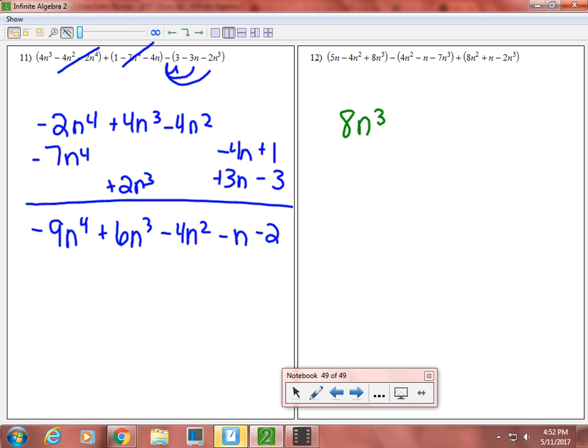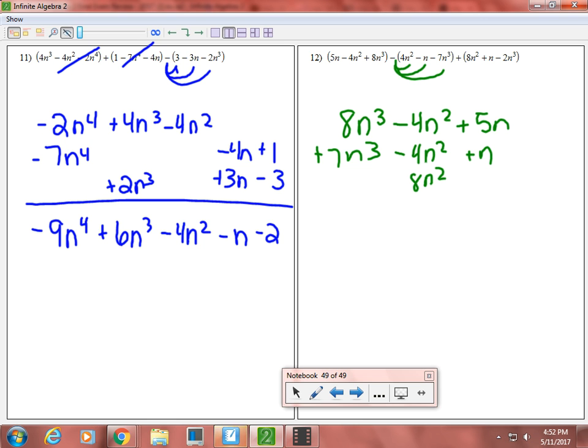8n to the third, minus 4n squared, plus 5n. This one has a negative sign that has to go to all of them. So it's negative 4n squared plus n and plus 7n to the third. The last one is 8n squared plus n minus 2n to the third. So they're all lined up.